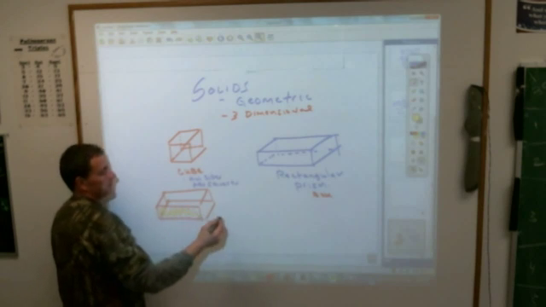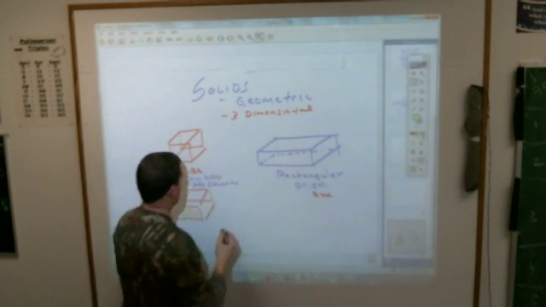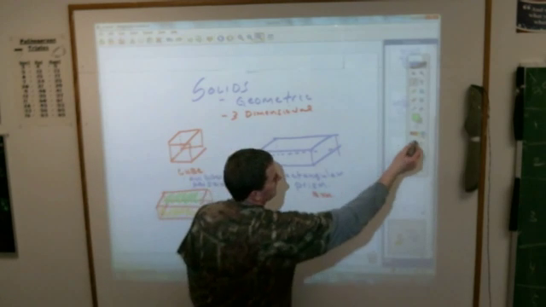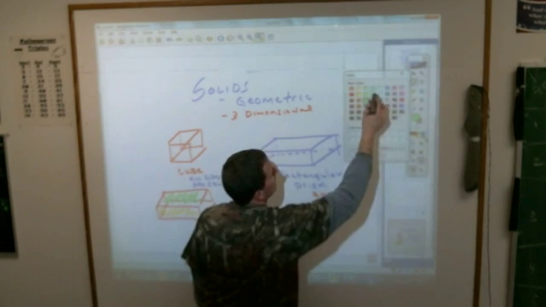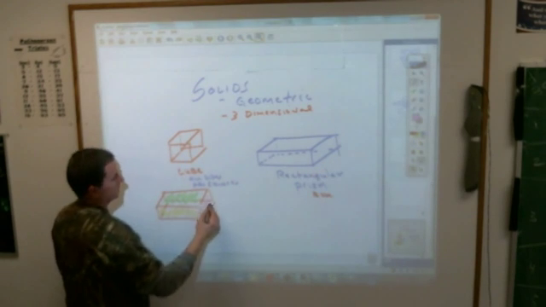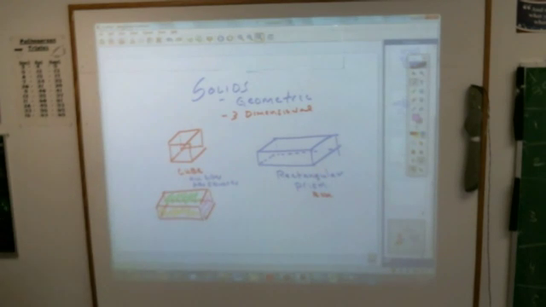This is like the front, and this is like the top, and this is like the right side over here. It helps you see it just a little bit better.